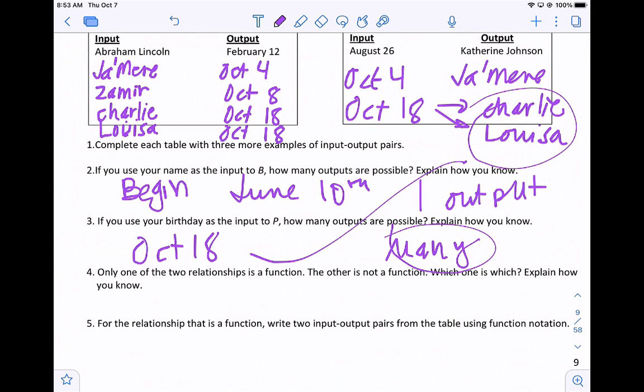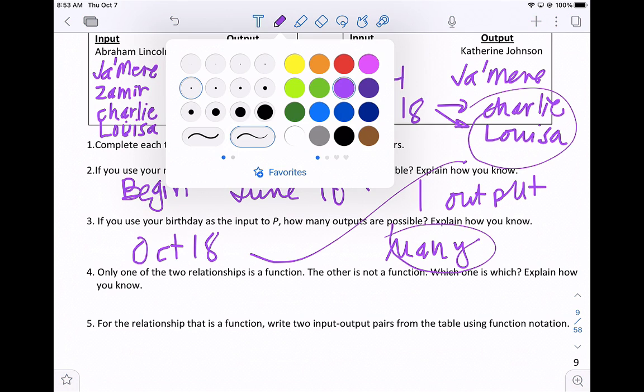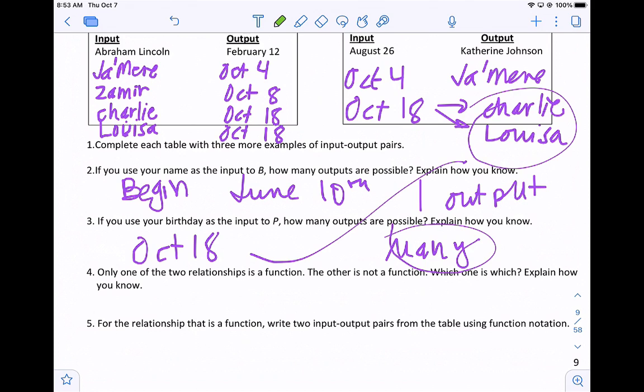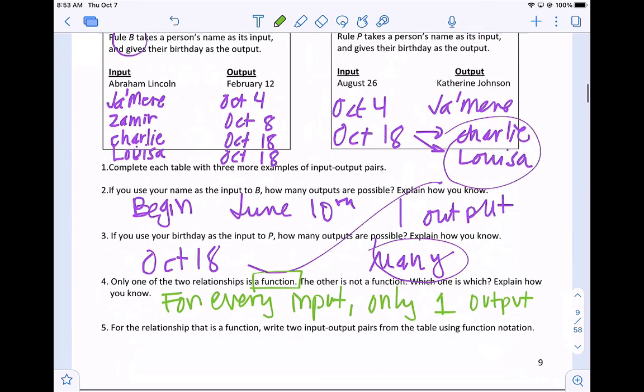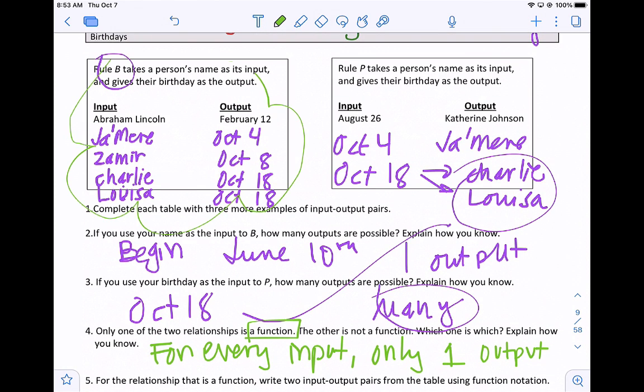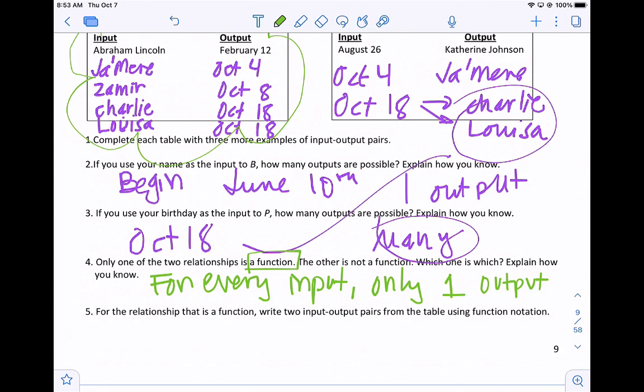Only one of the 2 relations is a function. The other is not a function. Which one is which? Explain how you know. All right, the definition of a function is for every input, there's only 1 output. So the function would be this first one, Rule B, because again, you have 1 input, a person, and they have 1 birthday. So that's what a function is. For every input, there's only 1 output.